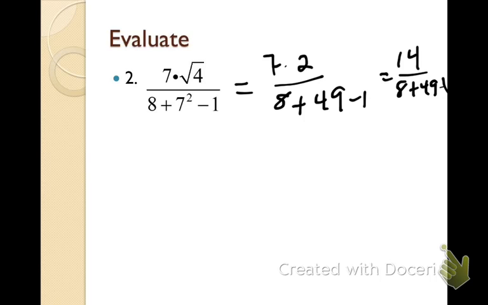Okay. Then what's next? Right? Any addition or subtraction in the numerator? Nope. Addition, subtraction in the denominator? Yeah, both, right? So how are you going to do it? You're going to do 49 minus 1 and then add 8? No. Okay. You work left to right, right? 8 plus 49, 57. 57 minus 1, 56. Okay?